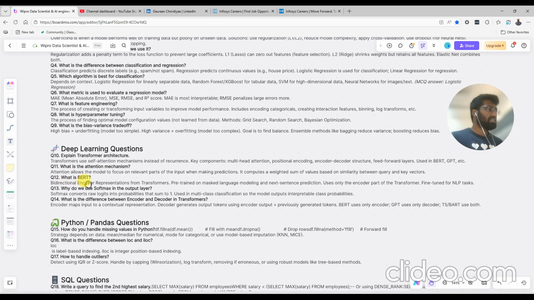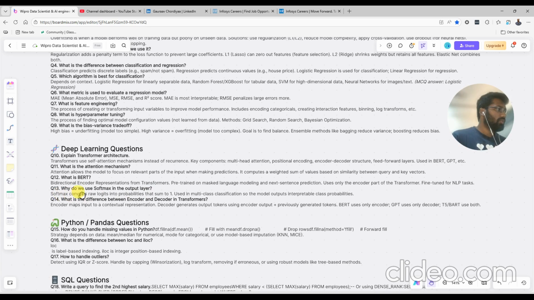Okay, what is BERT? BERT is Bidirectional Encoder Representations from Transformers, pre-trained on masked language modeling and next sentence prediction. It uses only the encoder part of the transformer, fine tuned for NLP tasks. So BERT is a model which we use, and behind that we have used the transformer model.